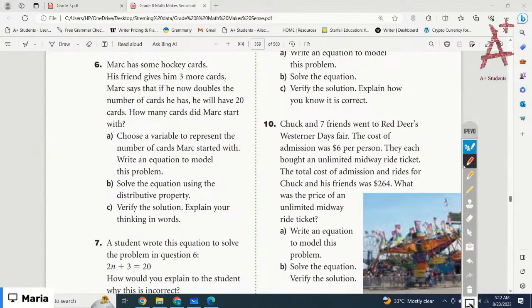Okay, let's just start with the next question. Question number 9.